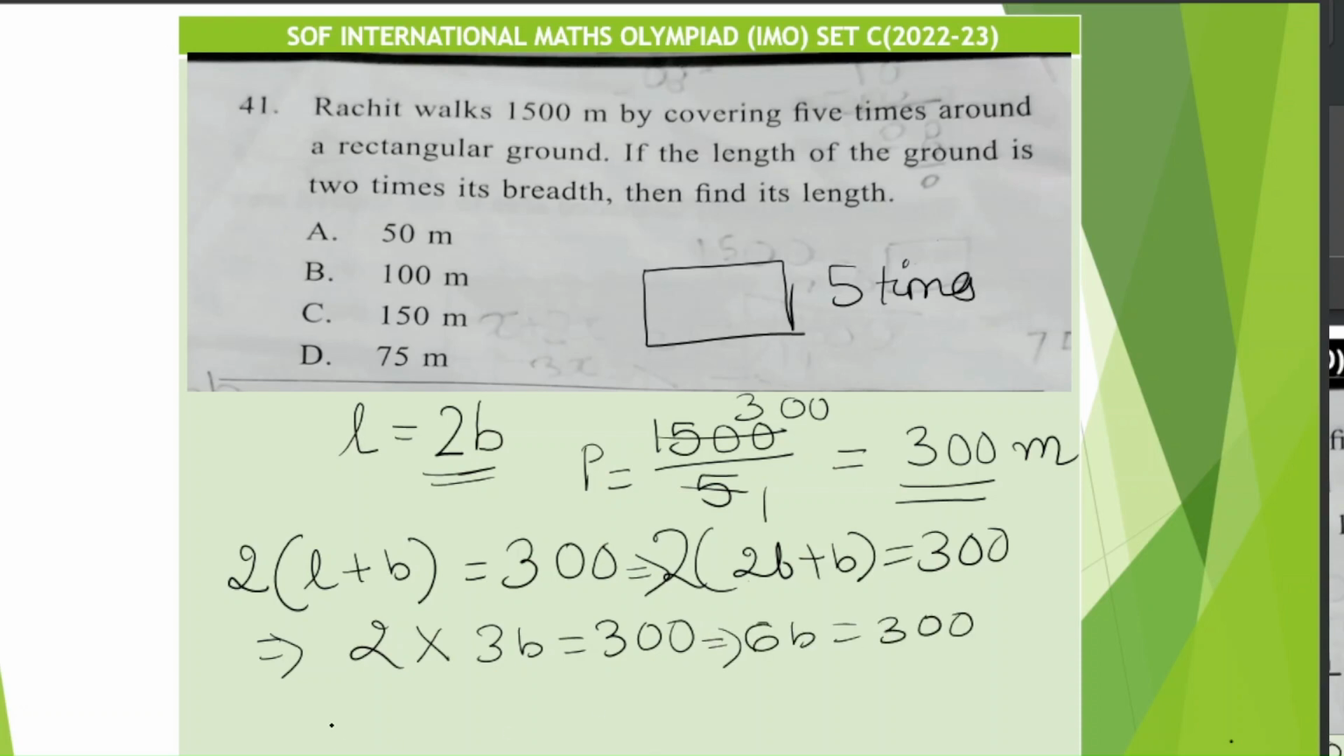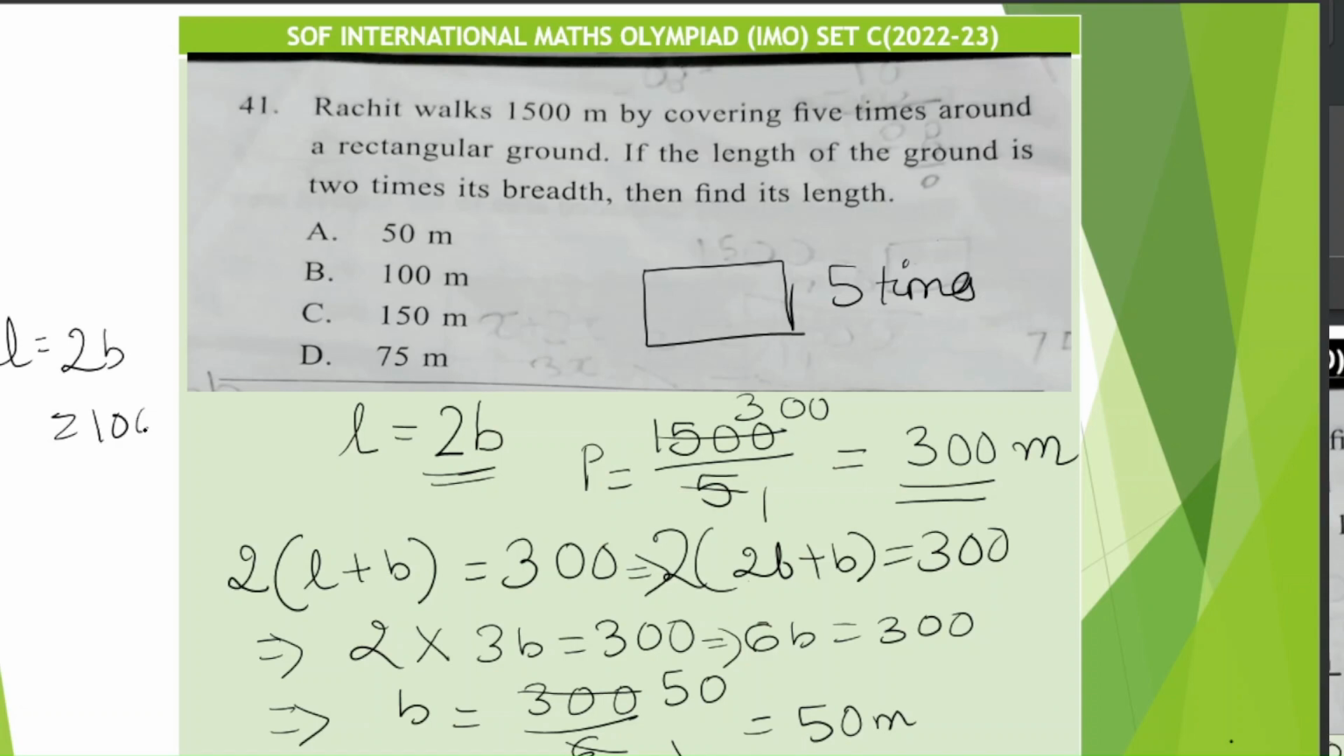I am showing each step so that you do not fall short of understanding any particular step. But when you have to do it in the Olympiad, you have to do it a little faster. 6 ones are 6, 6 fives are 30, so B is 50 meter. Then length will be twice the breadth, 2 into 50, which is 100 meter. So option B is the correct answer for question number 41.